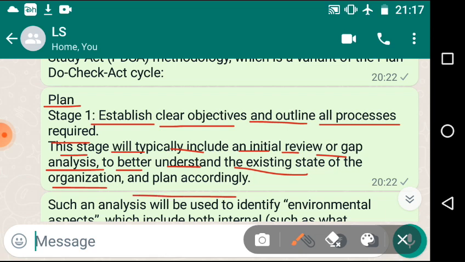First is plan. Yes, we have to plan it. We have to establish clear objectives and outline all processes required. What are the things we require to improve the environment with respect to that company?